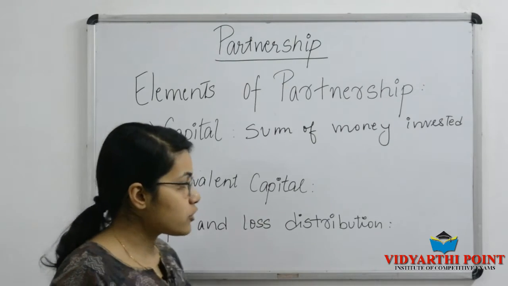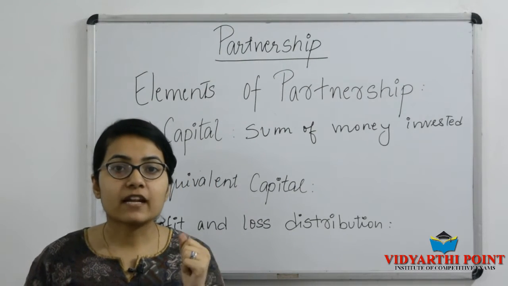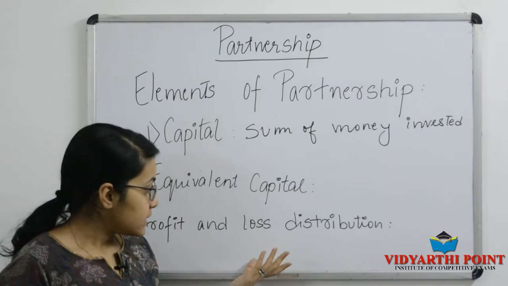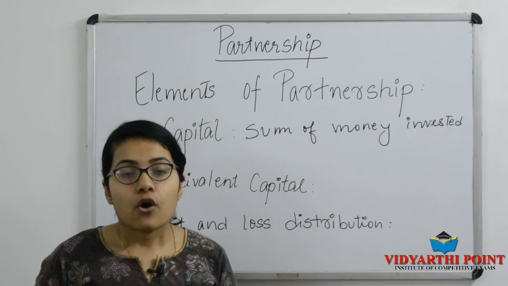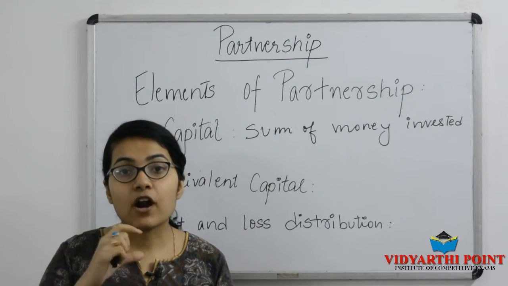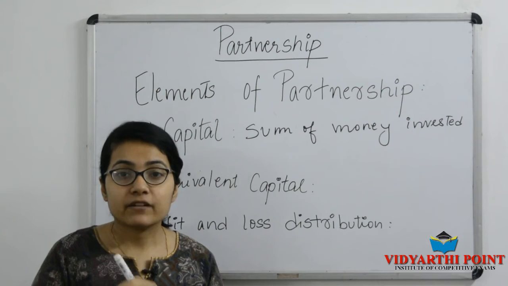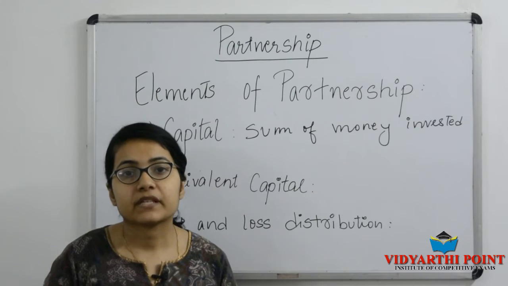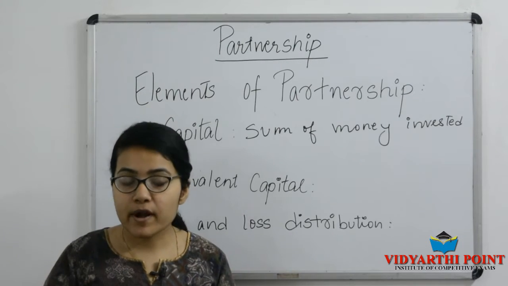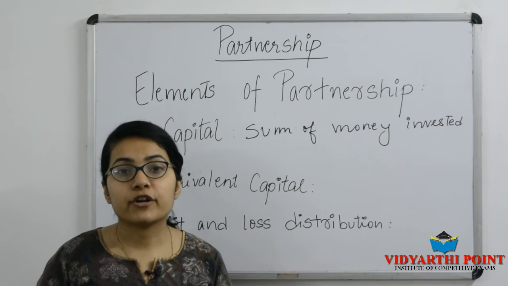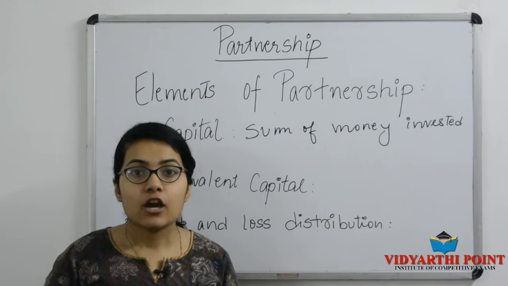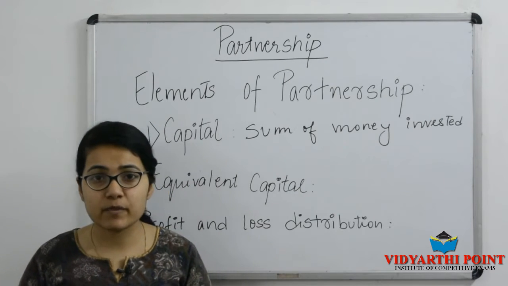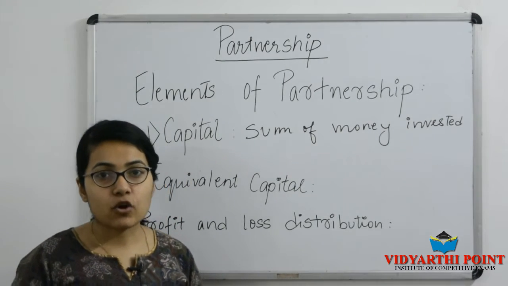Next, we have profit and loss distribution. Now, the profit and loss is distributed between the partners on some terms. The terms may be the time, that is for how long the partners are investing in a business, and it also depends on the amount of their investment. A partner who invests more money and for a longer duration of time will get more profit, whereas a partner who has invested for a short period of time and whose investment is also small will get a smaller amount of profit.